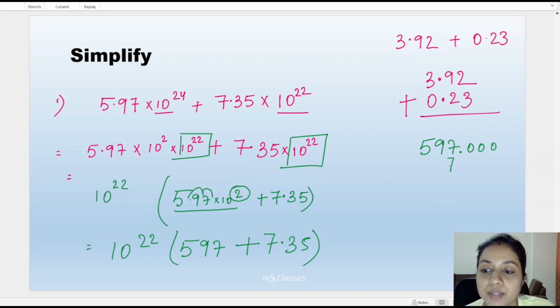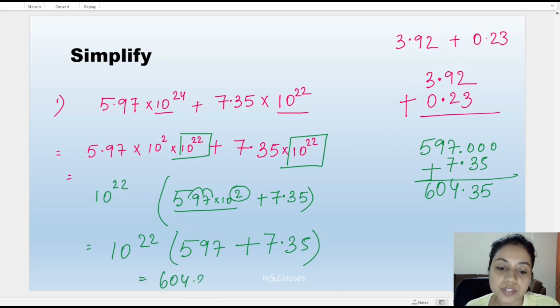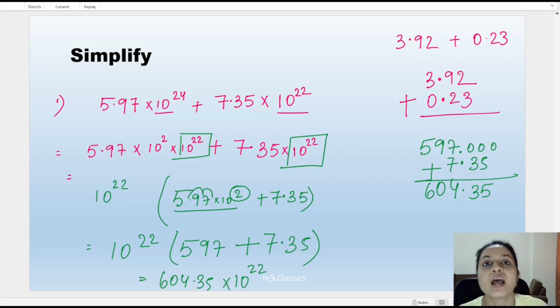And 7.35. Let's add them. Hence we got 604.35 times 10 to the power 22, which is as it is. All right, and this is our final answer. I hope you have understood the whole concept of exponents and powers. Thank you.